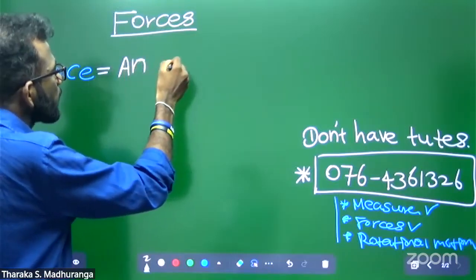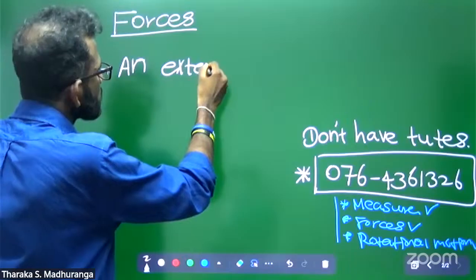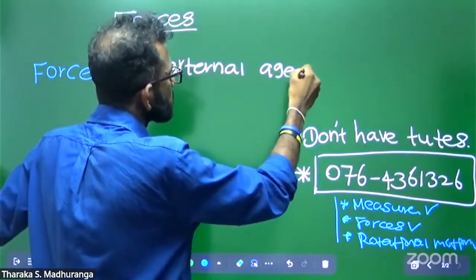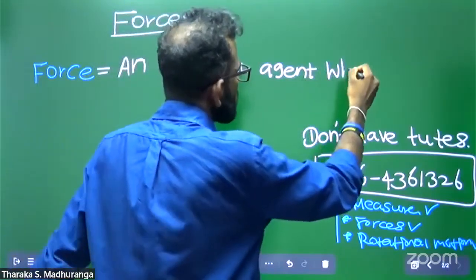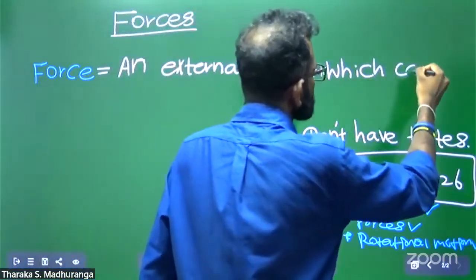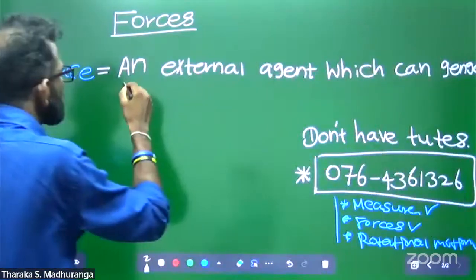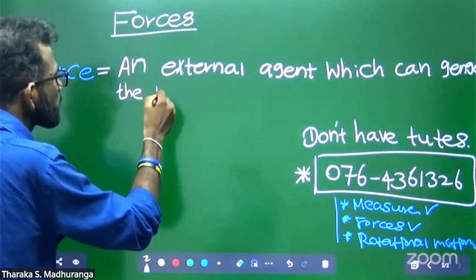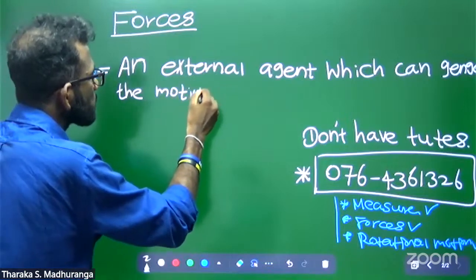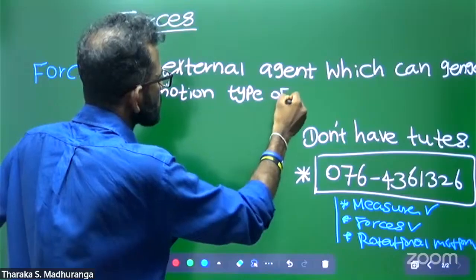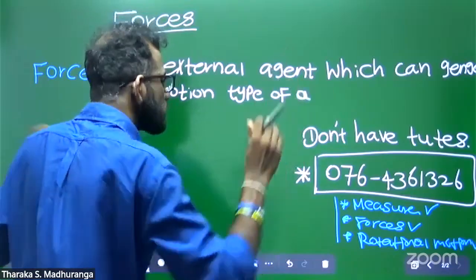The physical quantity that's an external agent, an external agent which can change the motion type. Remember, the motion type of any object. These definitions you have to remember.